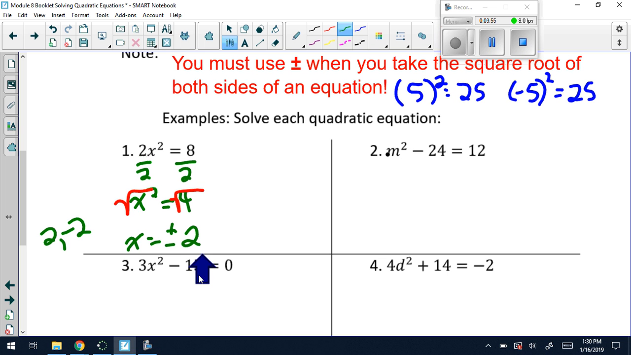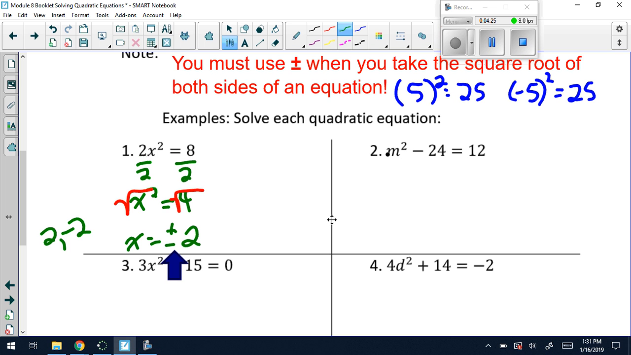This plus or minus is just a more concise way to write that. Positive 2 and negative 2. Those are my two answers. Again, the reason I need the plus or minus is because if I do 2 squared, I get 4. And if I do negative 2 squared, I get 4. With an x squared, we expect two answers. So if I'm not getting two answers, I probably forgot my plus or minus.